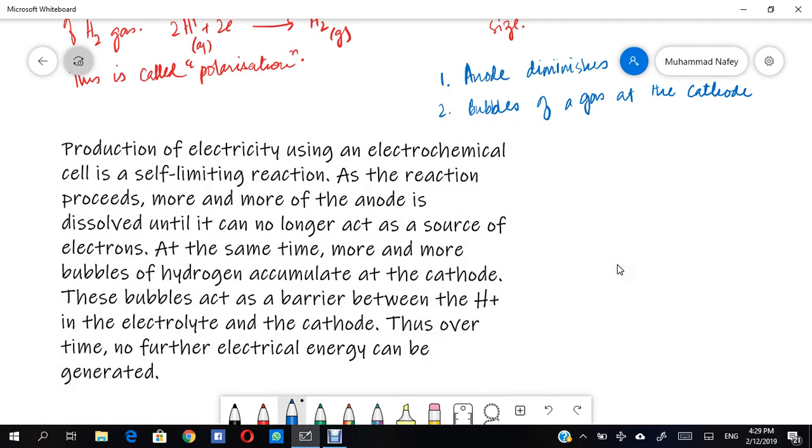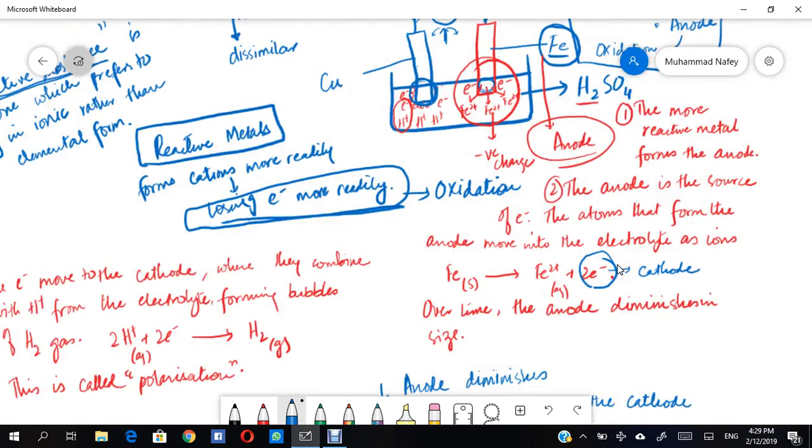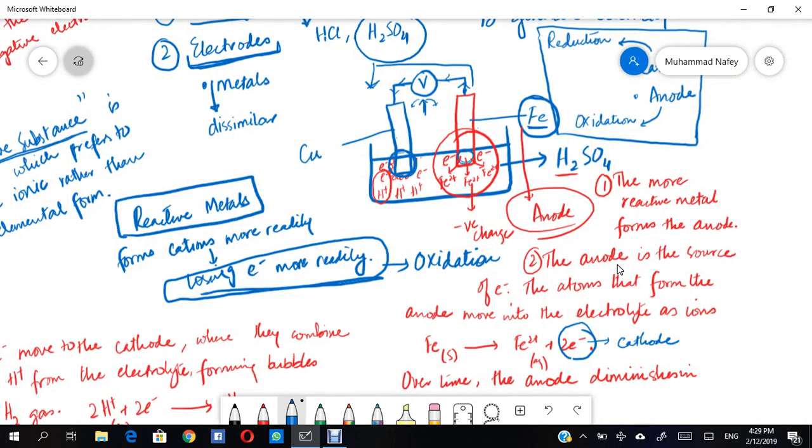Now, what if I want to produce a higher voltage of electricity? So it's very simple. Now we know that the reactivities of the anode and the cathode differ. So if the gap between the anode and the cathode is greater, a greater voltage will be produced. And the smaller the gap, the smaller the voltage produced.